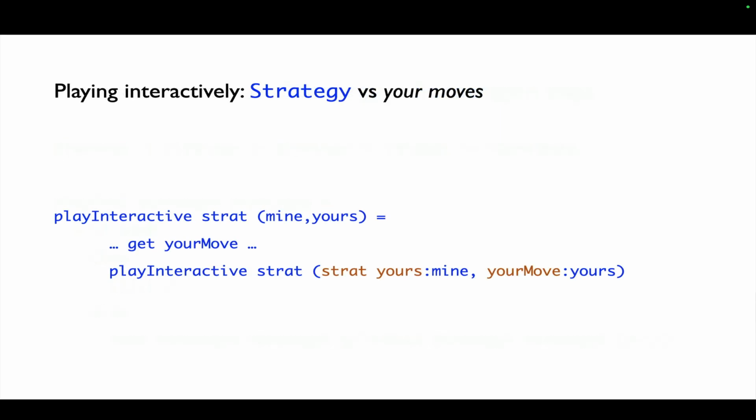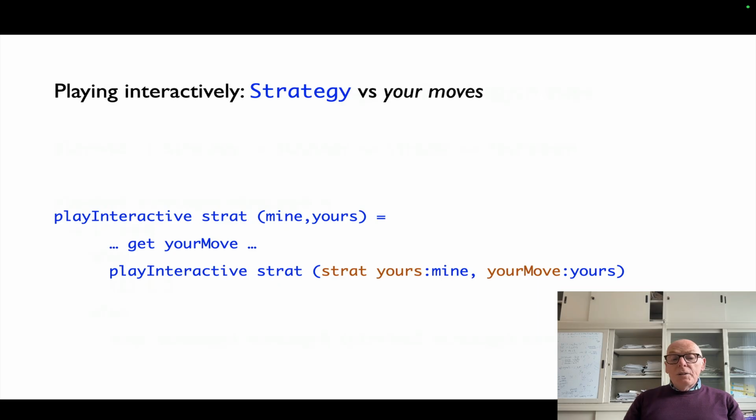So playing interactively, we need to do something like this. It looks as though we start with, we're playing interactively. The strategy is the I, the inputs are from you. So the machine is the I, the you is the external player. So how does the internal player get its next move? The answer is it applies its strategy to yours, the list of plays by the external player.